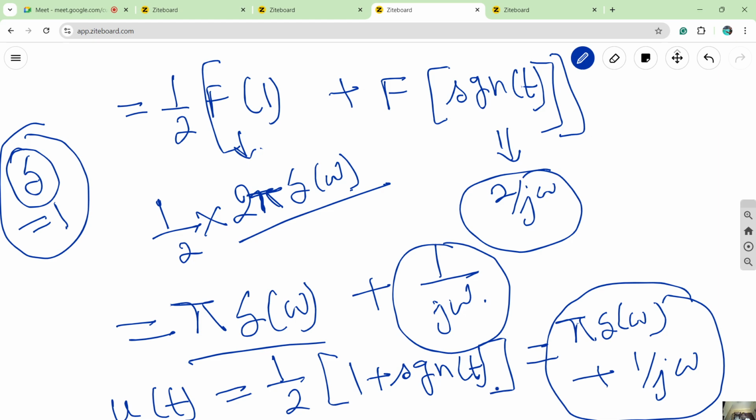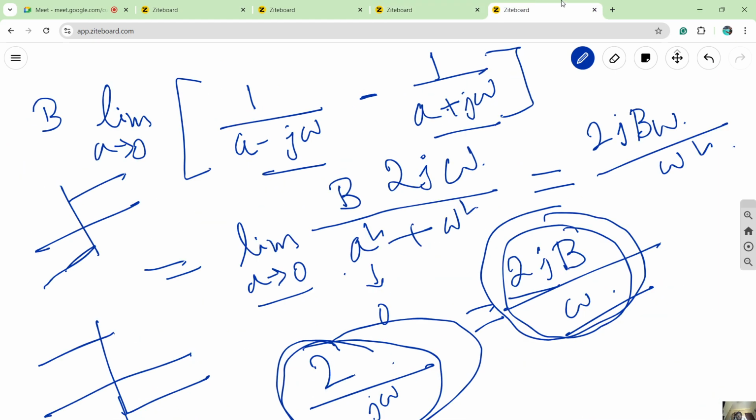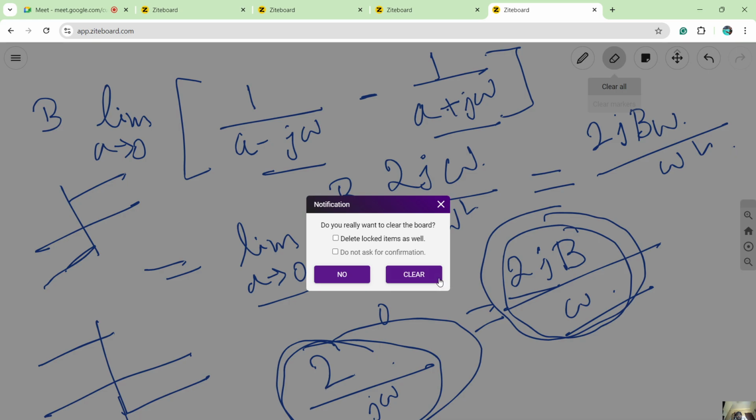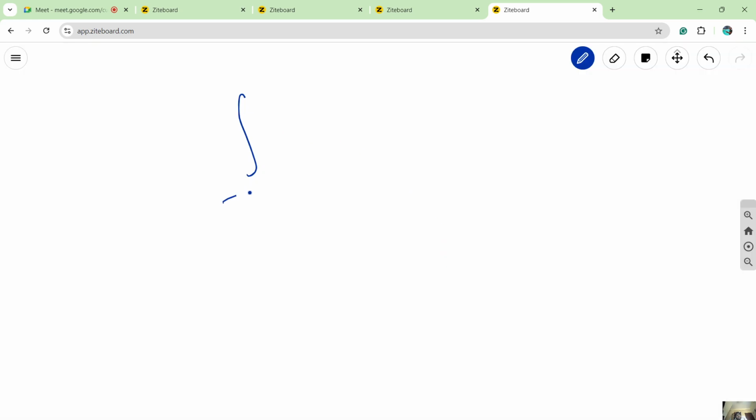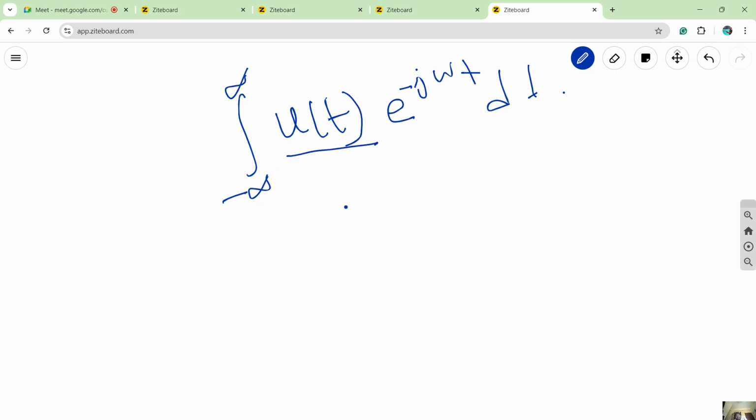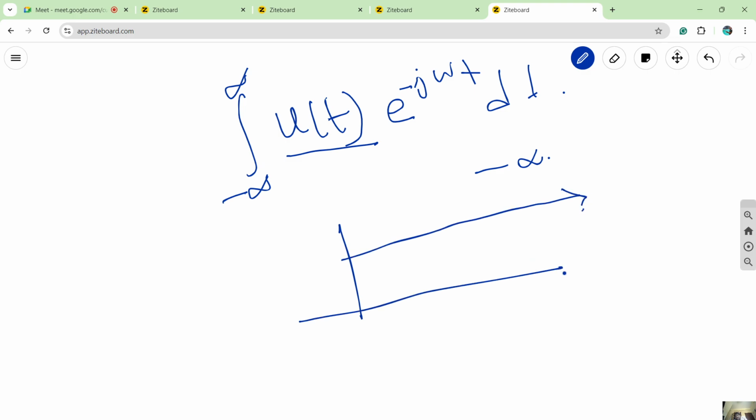Sir, why don't we take u of t directly? Yeah, but if you take u of t directly, then you have some problems. I'll show you. You have to take the integration from minus infinity to infinity of u of t e to the power minus j omega t dt. But this signal does not converge at infinity. Actually, it becomes constant. Some integration problem will come at that instance.